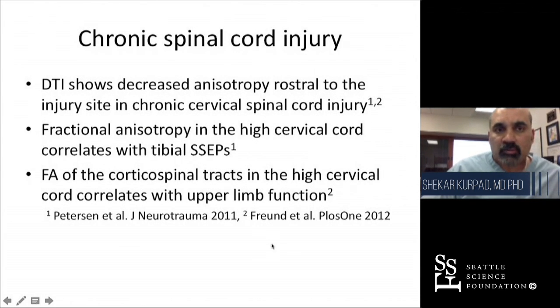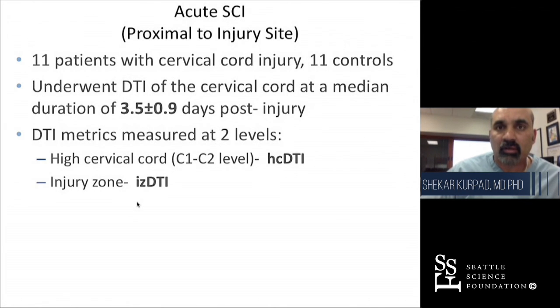Other groups showed similar results. Diffusion imaging showed reduced anisotropy rostral to the injury site in chronic spinal cord injury, by Petersen and Patrick Freund in Switzerland. Fractional anisotropy in the high cervical cord in patients appeared to correlate with tibial SSEPs, and fractional anisotropy of the corticospinal tract in the high cervical cord correlated with upper limb function. So there were motor and sensory correlations in a chronic spinal cord injury cohort.